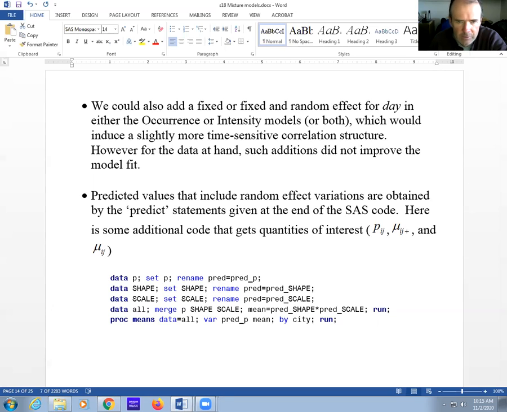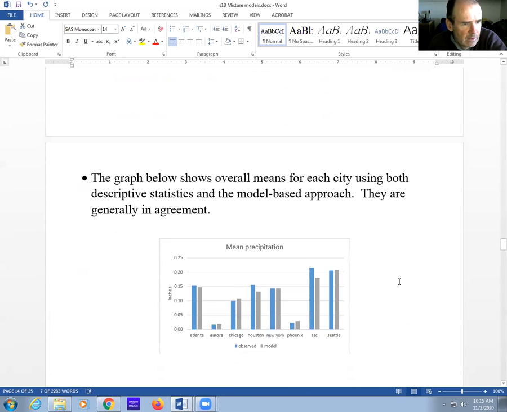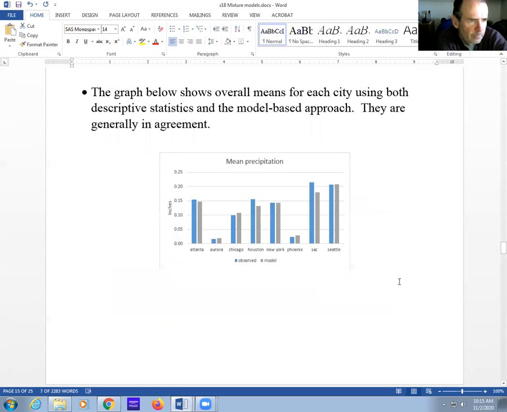But Jonathan, good point. So we get an overall estimate across the cities, and then our city differences will be accounted for by adding the random effect estimates. So here's what we get. These are the means for each city, and I'm comparing the descriptive to the model-based approach. And they're pretty similar, right?